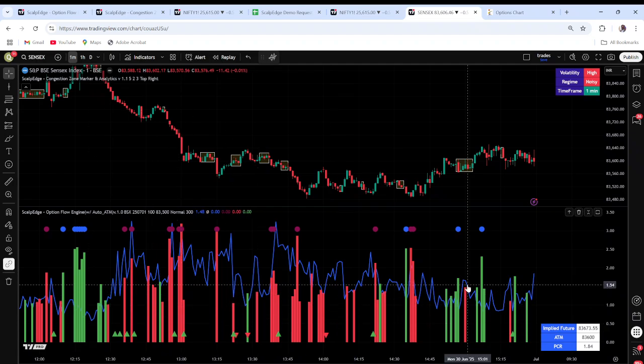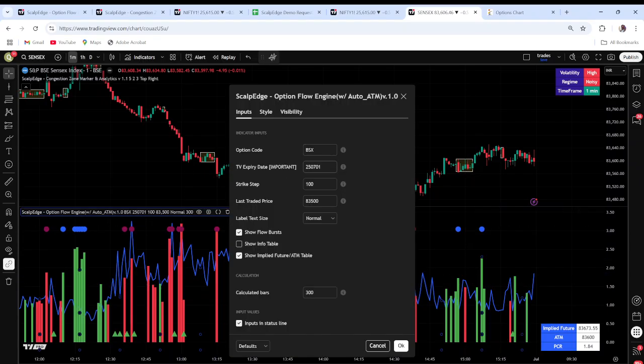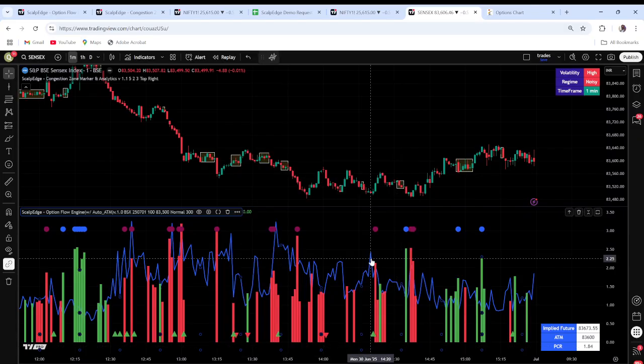But of course, keep an eye out on the total context, whether more calls or more puts are being sold. Now Sensex, I did show you the settings. Once again, this is BSX. This is 250701, strike strip 100. Last traded price obviously in the morning wherever we will open. You can do it and okay. And when you are running it, remember on expiry days after 2 p.m. on Sensex, or even after 1 p.m., always stick to the 1 minute chart. Don't go to 3 minute or 5 minute. That will be very slow.